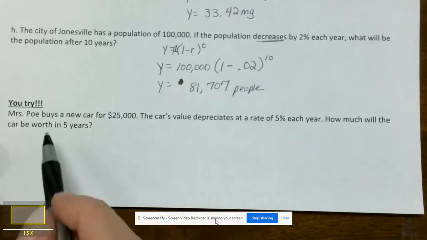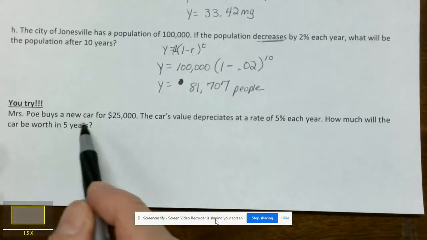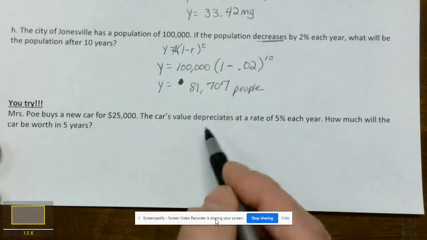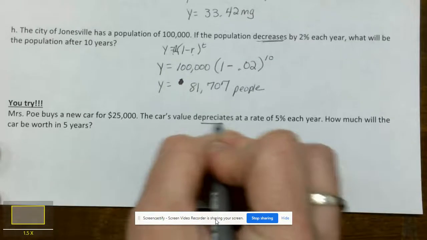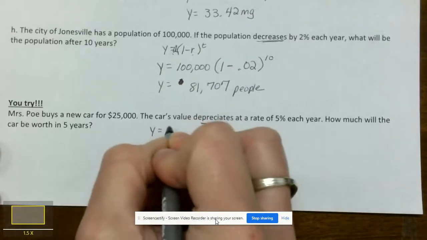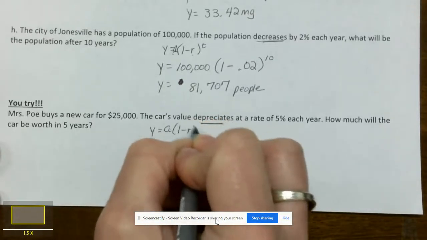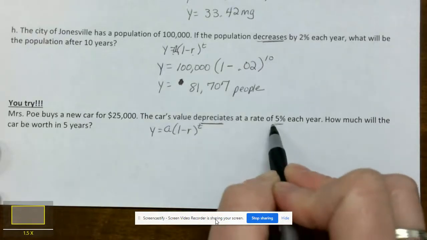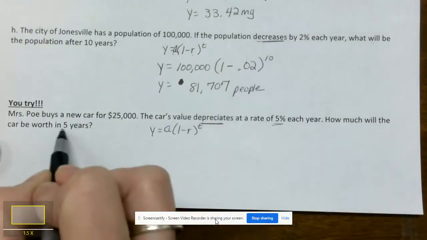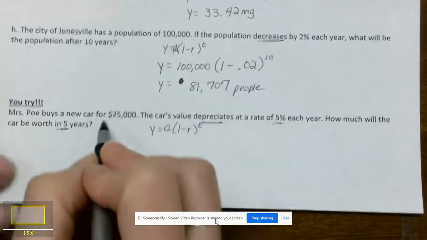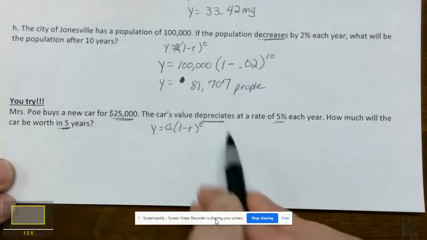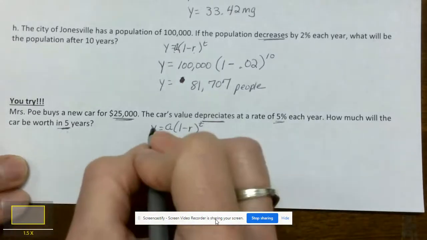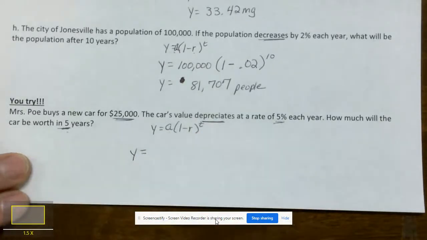Okay, Mrs. Poe buys a new car for $25,000. The car's value depreciates. That means it goes down. Depreciate means goes down, so that means we're going to do y equals a times 1 minus r to the t at a rate of 5% each year. How much will the car be worth in 5 years? So I underlined some important information there. $25,000 depreciates 5%, 5 years. So we're looking for y, how much it's going to be worth in 5 years.